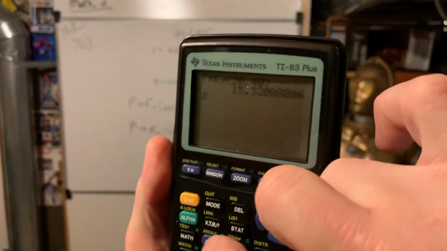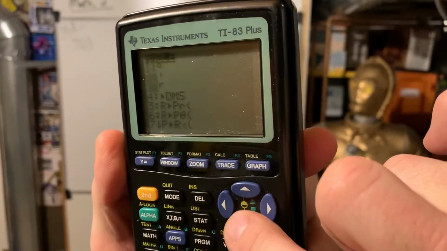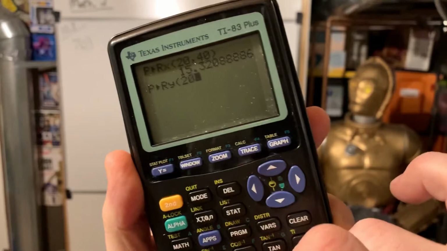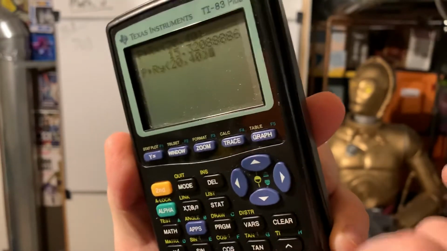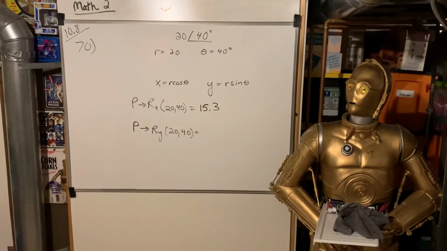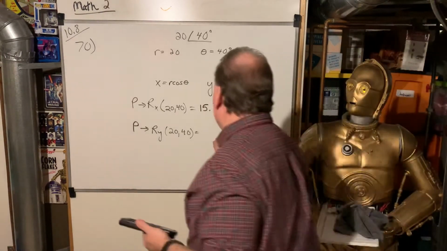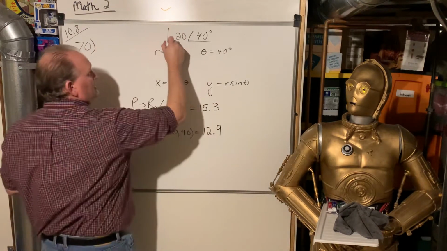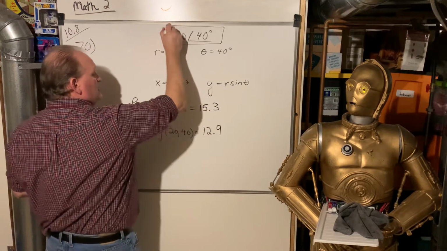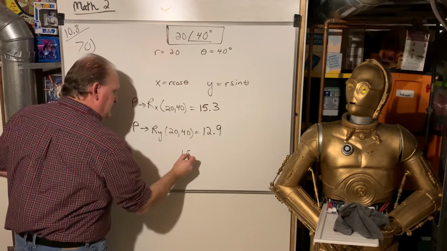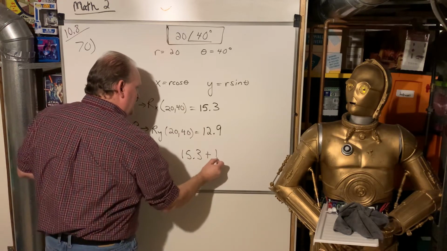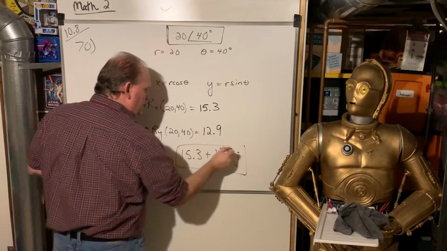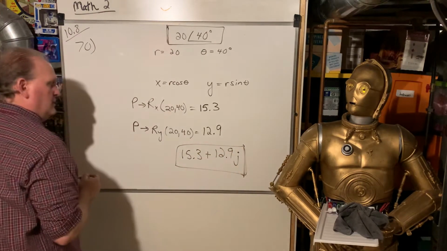All right, and then for y, we're going to do the same thing. We're going to go second angle and then go down, and you have to go off the screen this time to the y, and then do 20 comma 40 and then hit enter, and there's 12.8557, we'll call it 12.9. And now you have to remember, because this is complex numbers, imaginary, x is 15.3 plus 12.9j, or lowercase i. I don't really care if you use i or lowercase j, whichever one you prefer.